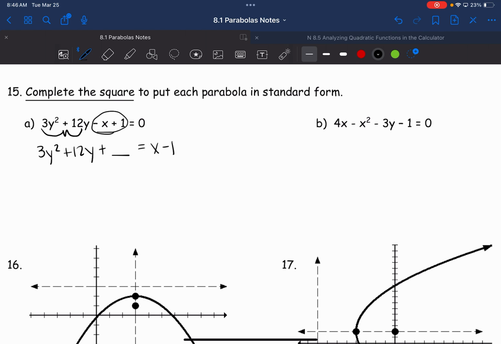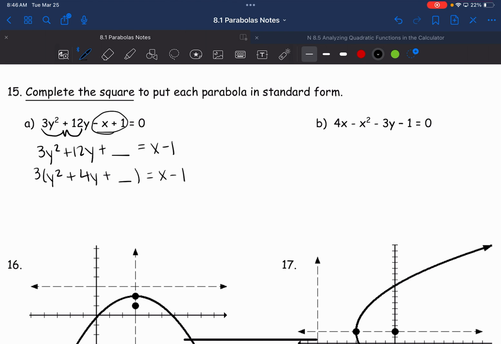Now, before we can decide what we're going to put here, you need your lead coefficient to be a 1. Right now it's a 3, so we want to take out our greatest common factor. So I can rewrite this as 3 times y squared plus 4y plus blank equals x minus 1. All right?